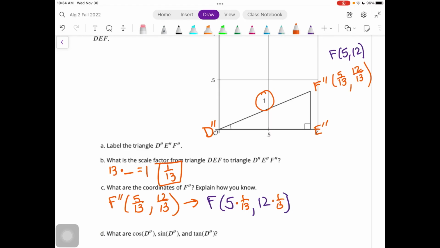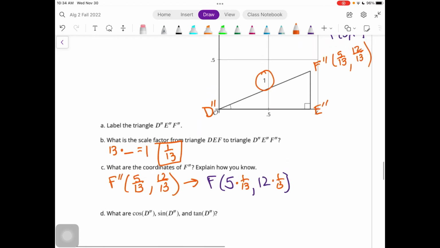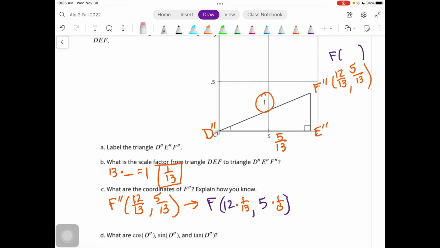So then what are the cosine of D double prime, the sine of D double prime, and the tangent of D double prime? So if your x value is 5/13, then that's what this is. No, I have those backwards. So let's rewrite that. This is 12, and this is 5. I think I need to fix that up here too. So they were 12 and 5, because the shorter side was the y value.